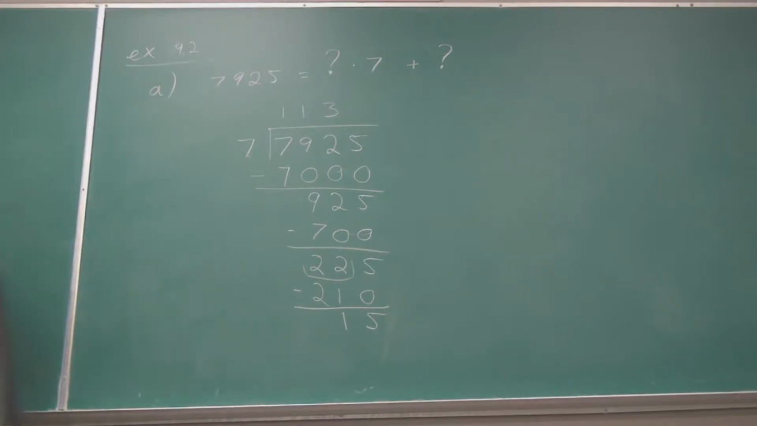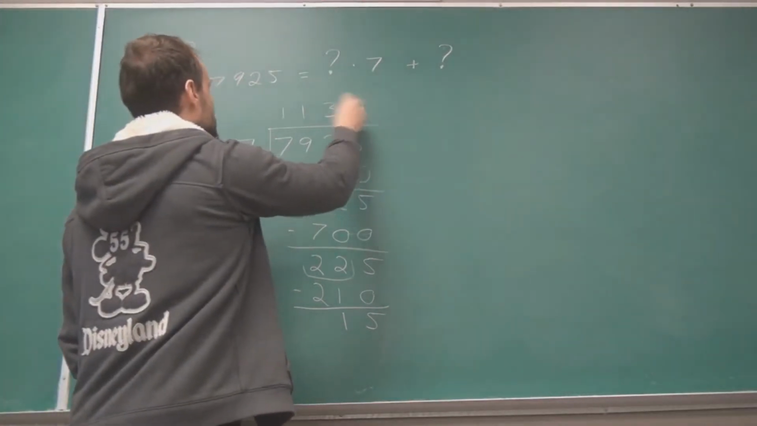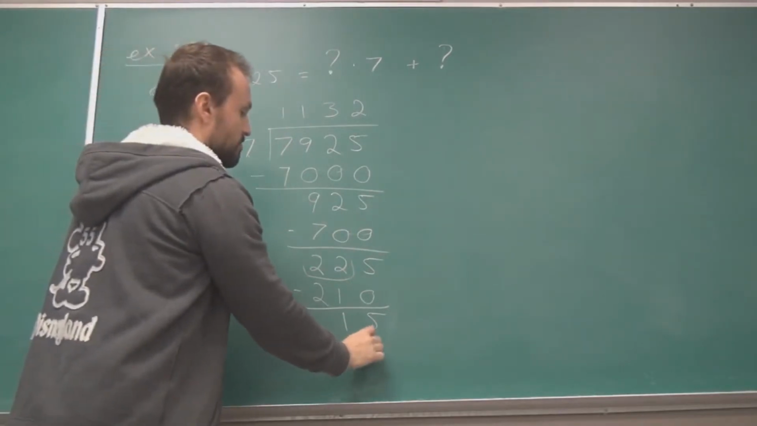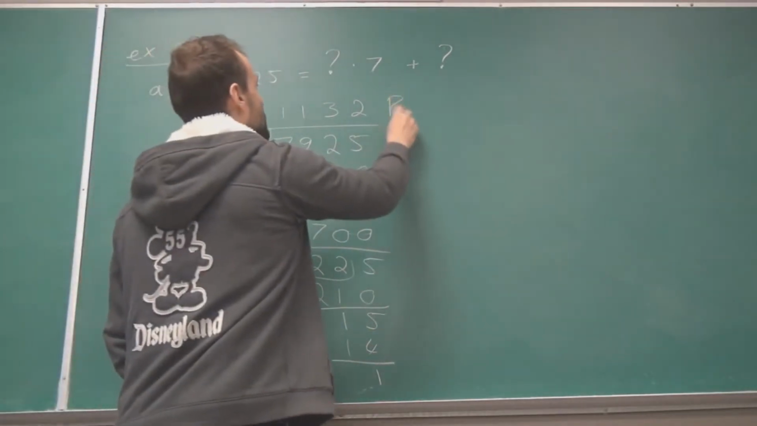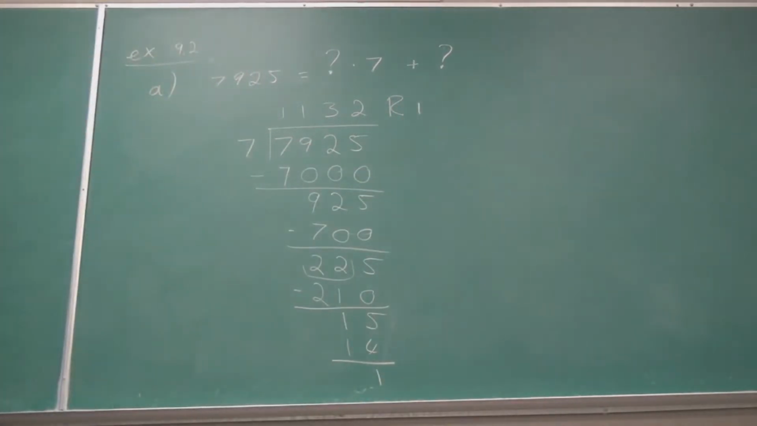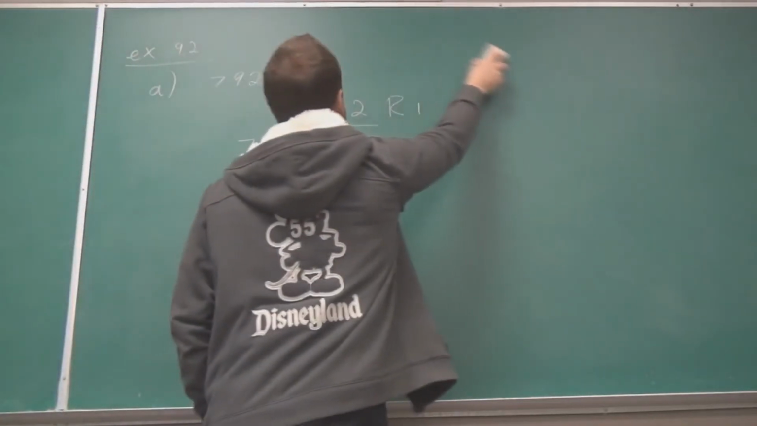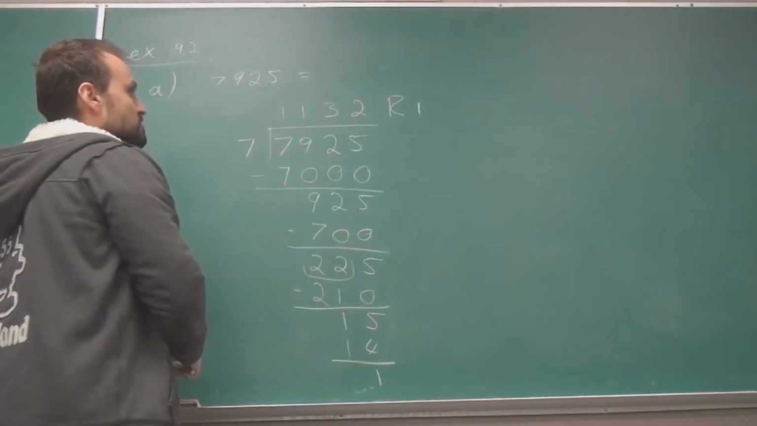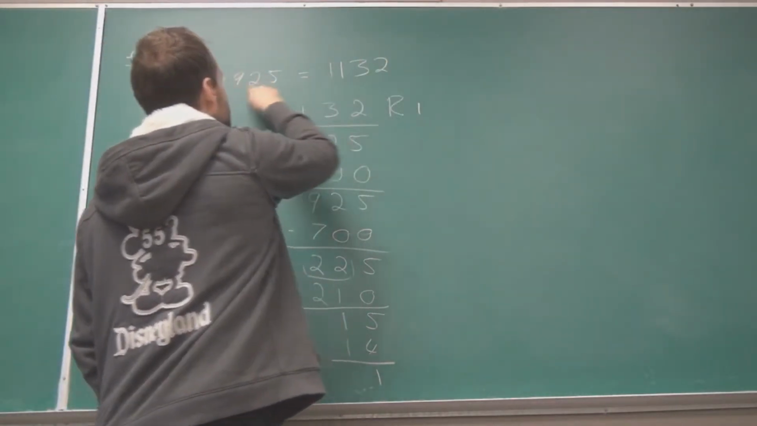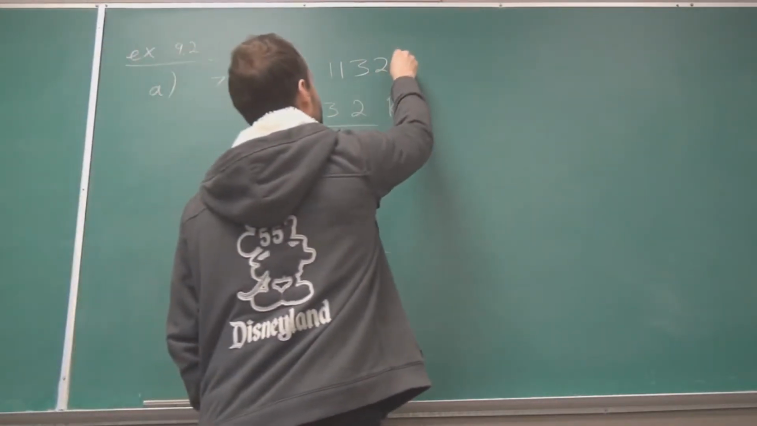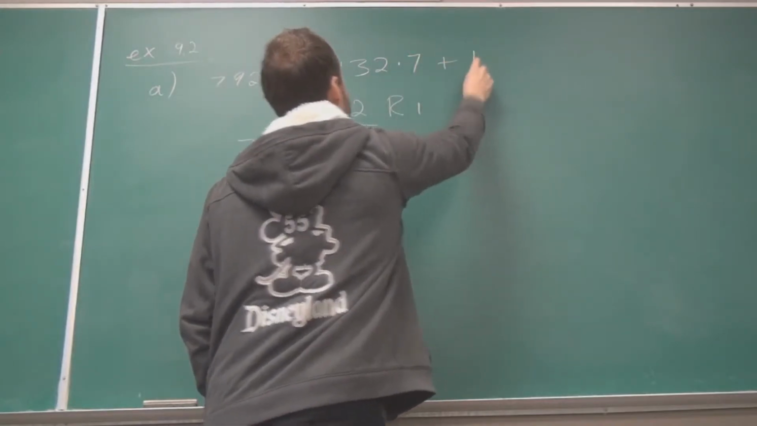7 goes into 15 twice. 2 times 7 is 14. I have 1 left, and that'll be my remainder. And we usually write it like that. How does that tell me how to break up my original number using 7? It means 7 can fit into this 1,132 times with 1 left over.